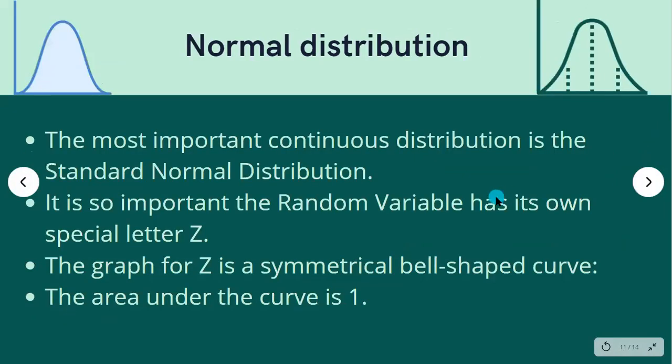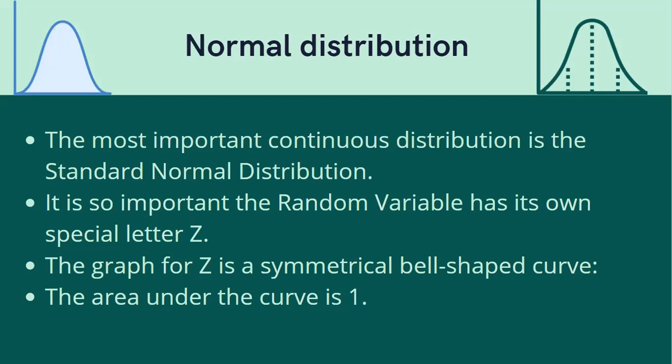Then the most important distribution. There are a lot of probability distributions in statistics, like the uniform distribution, also called the rectangular distribution, gamma distribution, chi-square distribution, and binomial distribution. But the most important among all is the normal distribution. And the most important continuous distribution is the standard normal distribution. Standard normal distribution, normal distribution, or Gaussian distribution all mean the same.